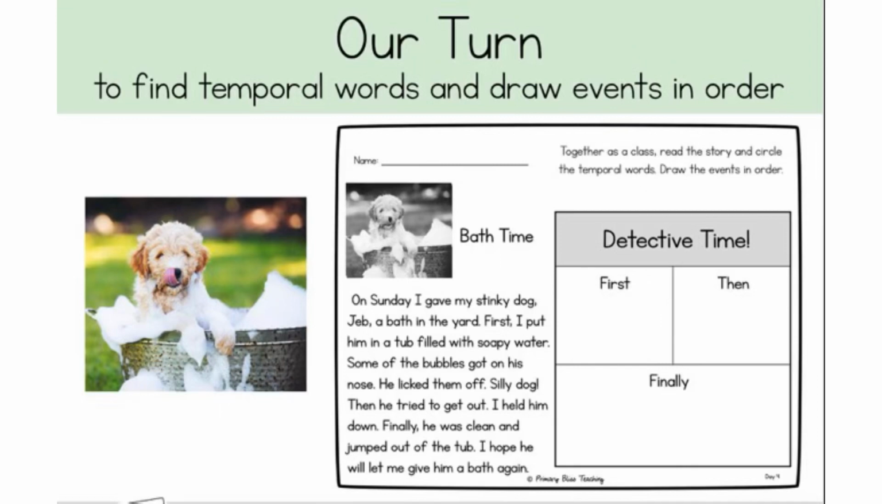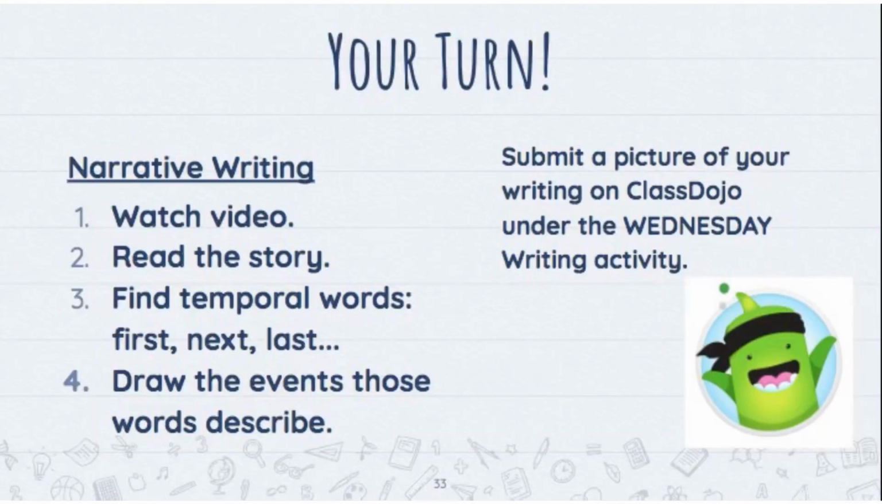Draw a picture for first, then, and finally that tells us what is happening at each part of the story. Pause the video to do this. Your turn. Be sure to watch the video, read the story, find temporal words, then draw the events that describe those words. Don't forget to submit a picture of your writing on Class Dojo under the Wednesday writing activity.